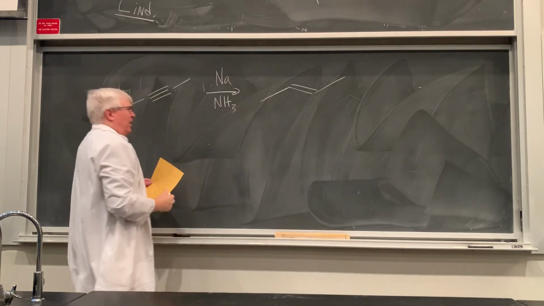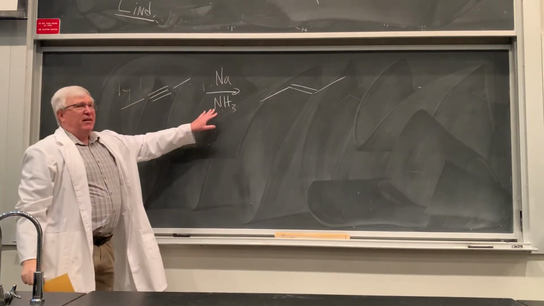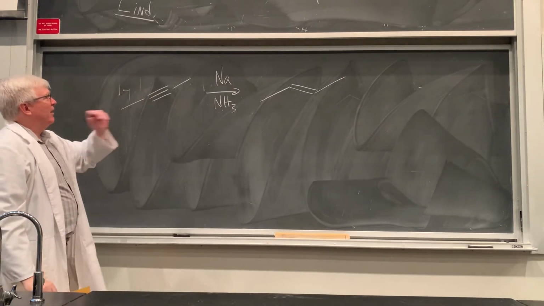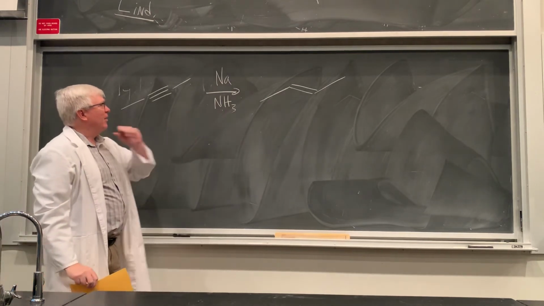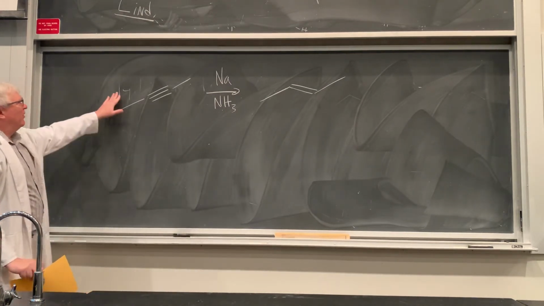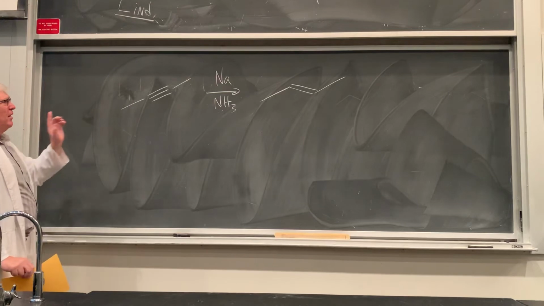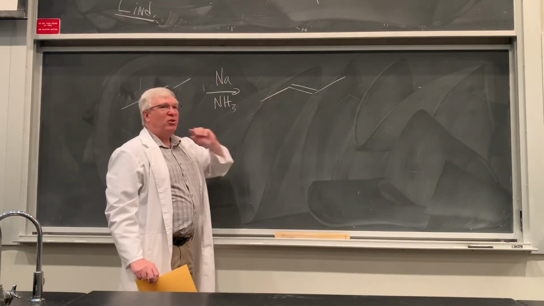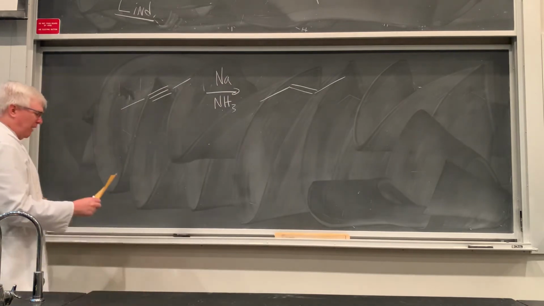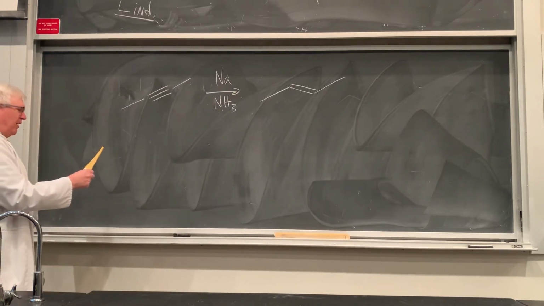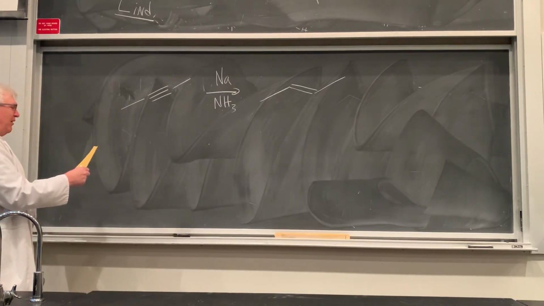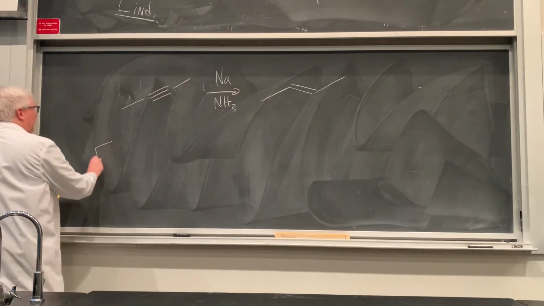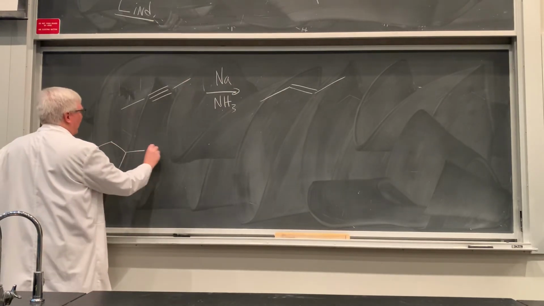Okay? Usually this is lower temperature, and ammonia at that temperature will be a liquid, and it's the solvent. It's actually the proton source also. But notice it's doing a half reduction. It's stopping at the alkene, and it is the trans product, the thermodynamic product. Let's see, maybe I'll show you the mechanism. Well, no, let's do a couple other examples.